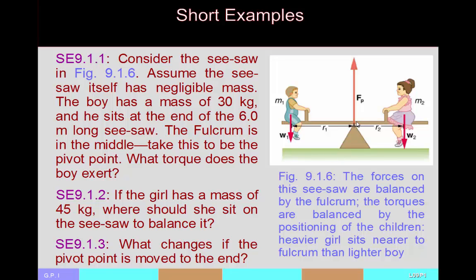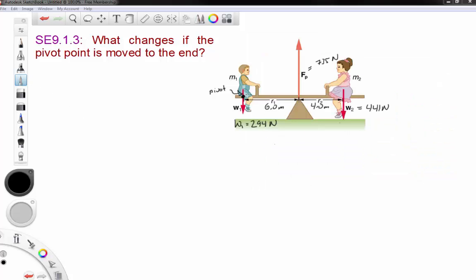Finally, what happens if we change where we use as our pivot point? So instead of putting the pivot point here, we put it here. Okay, so we're basically moving the pivot point to right here where the boy is sitting. So that means that, again, sum of forces is not going to be affected by moving the pivot point. You still add up this one and subtract them from this, you still get 0. So that part is still true. Let's look at what the sum of torques is doing, though. So you have a downward torque from this weight times this distance, but the pivot point is here.